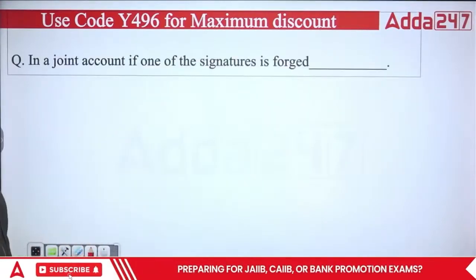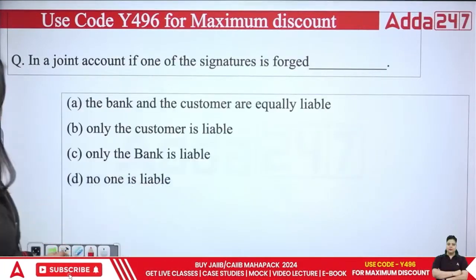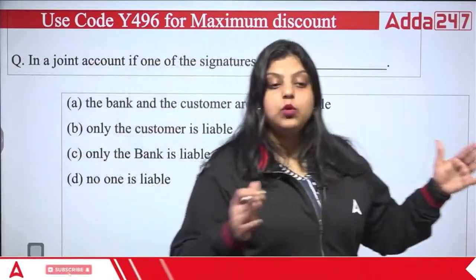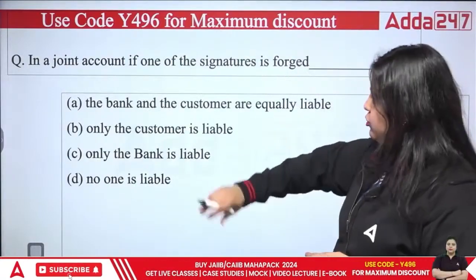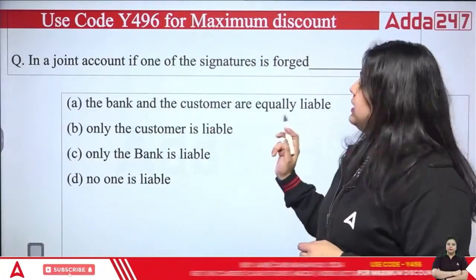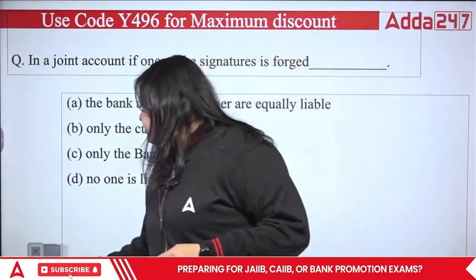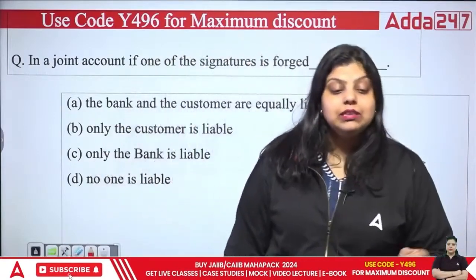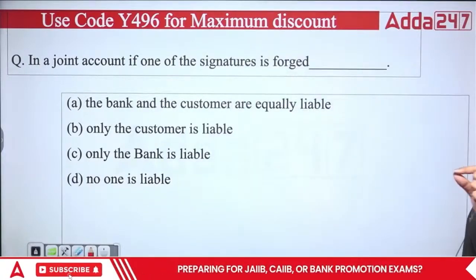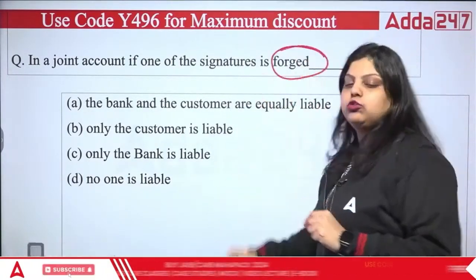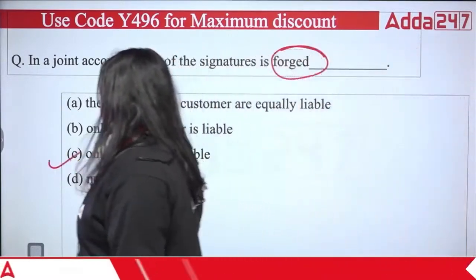Okay, next. In a joint account, if one of the signatures is forged, then what? Let's say you had a joint account. Joint account means two or more people are having an account in the bank. In the joint account, the signature has been forged. In that situation: first, the bank and the customer are equally liable; second, only the customer is liable; third, the bank is liable; or fourth, no one is liable. So if the check is forged, whose responsibility is this? This is the responsibility of the bank to check whether the joint account holder's signature is forged or not. If the bank is not checking that, whose liability is this? This is the liability of the bank.